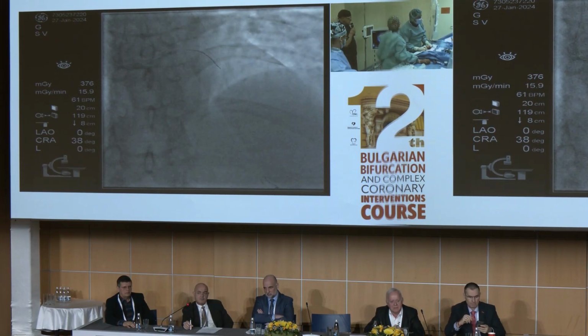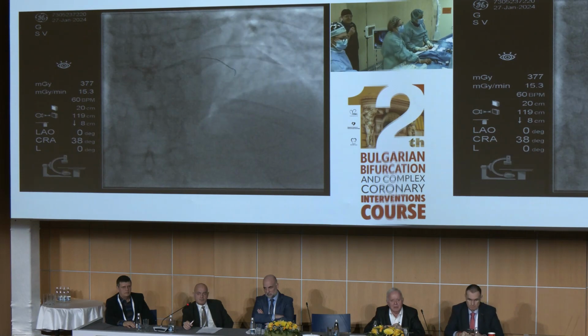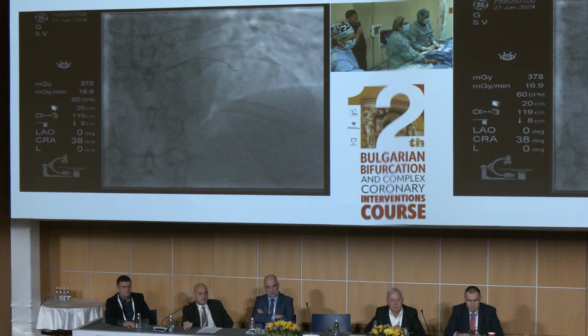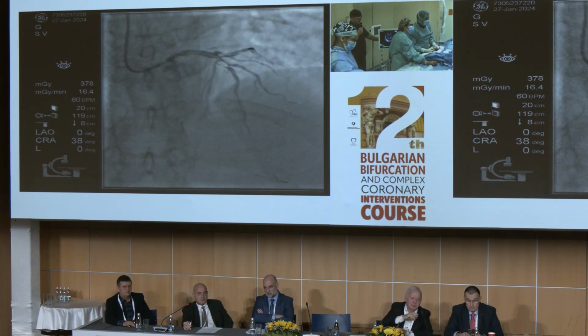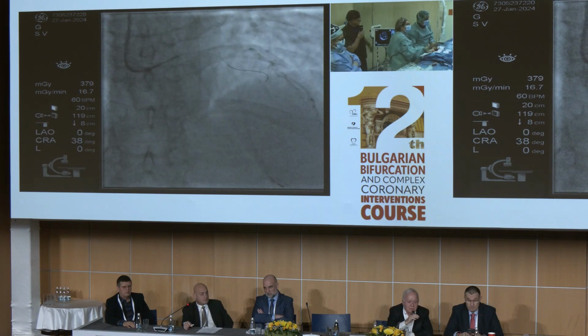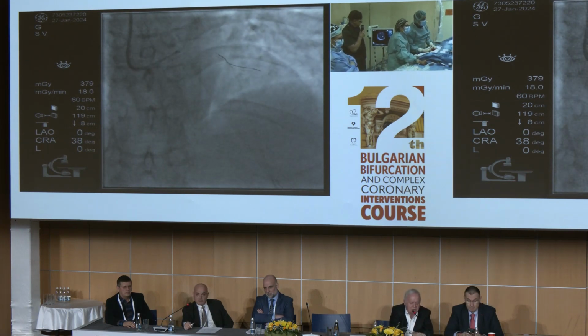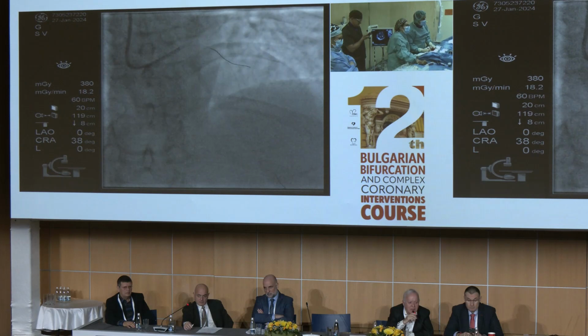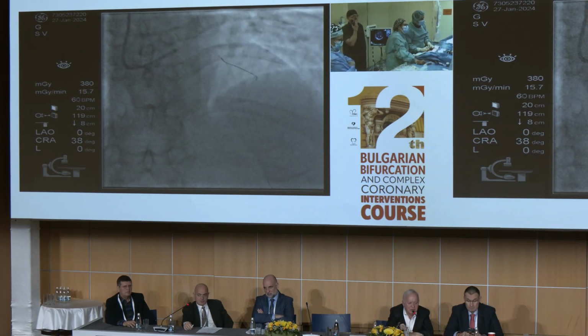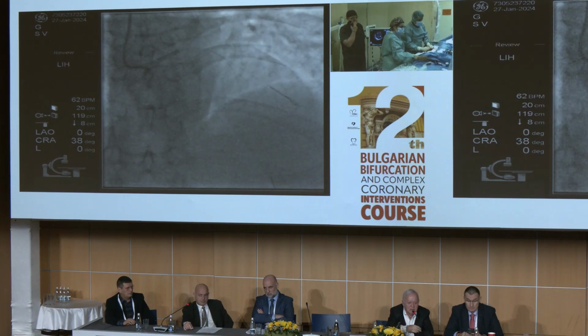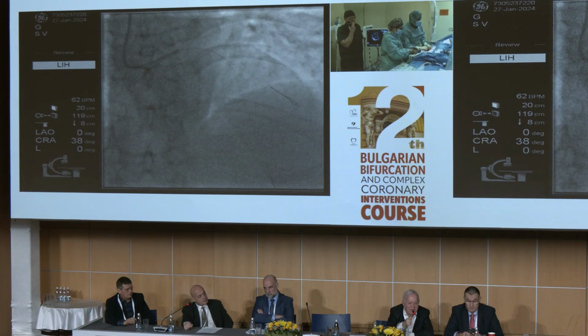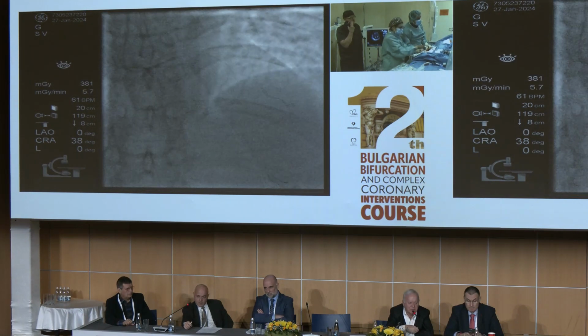So we agreed about the oversizing. Is this still true with the new IVUS? Because this is 60 megahertz, which is much closer to OCT. I don't know. Juan, the IVUS you are using, is it still oversizing the diameter as was the first version?